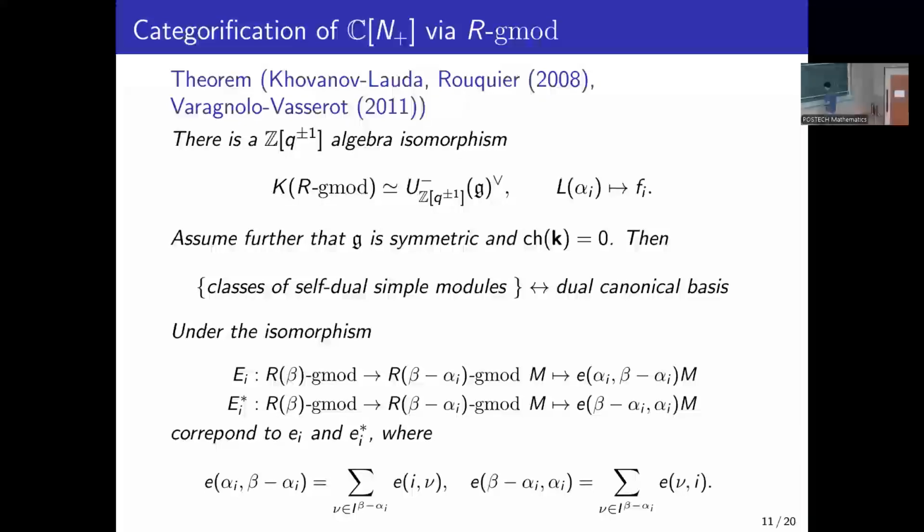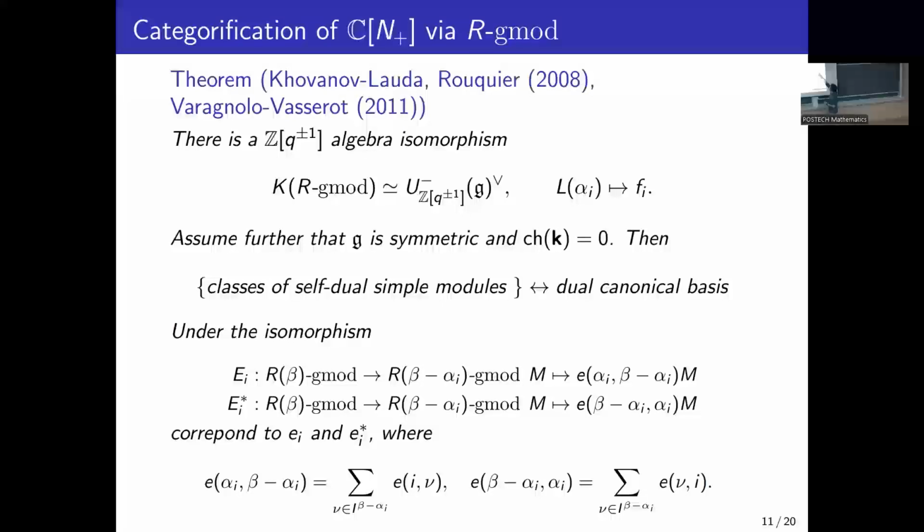So now this is the theorem of Khovanov-Lauda and Rouquier, and Varagnolo-Vasserot. So there is an algebra isomorphism between those two. The left-hand side is the Grothendieck ring. Because we have a monoidal category whose tensor product is exact, you can consider the Grothendieck group as a ring. And the right-hand side is the negative half of the quantum group. So they are isomorphic as algebras.